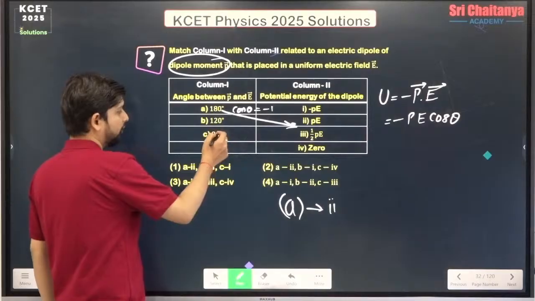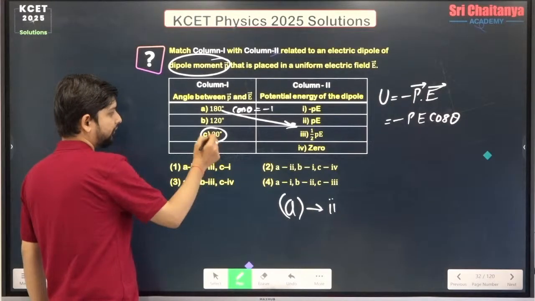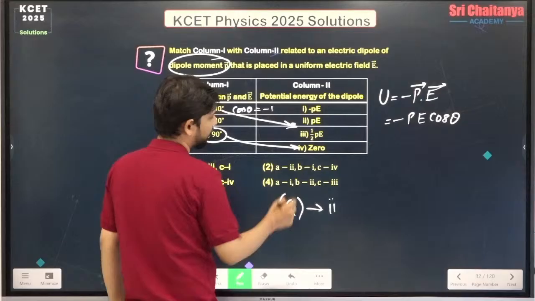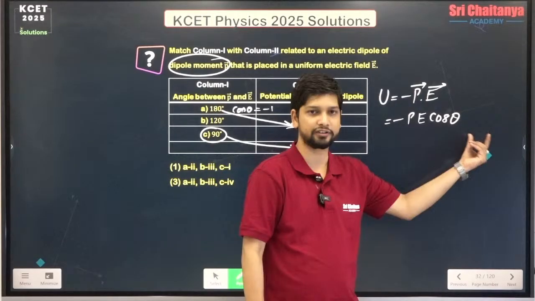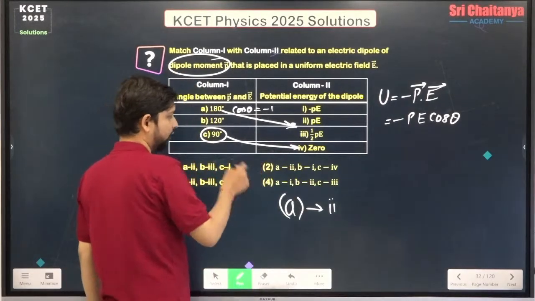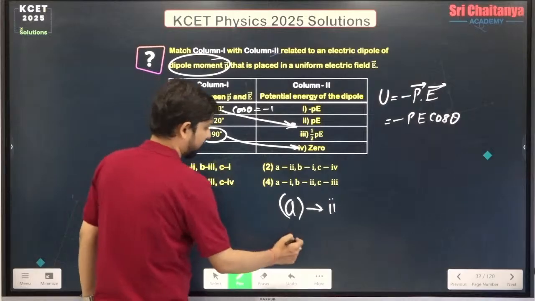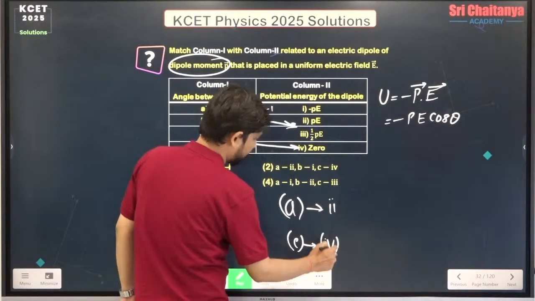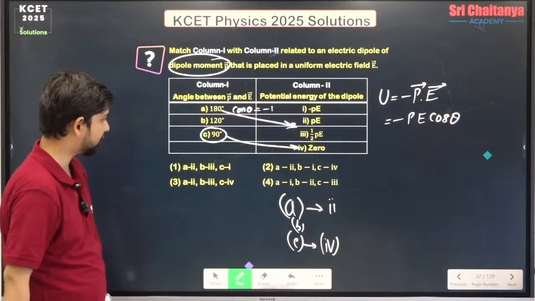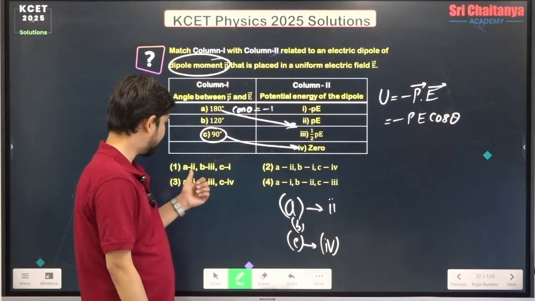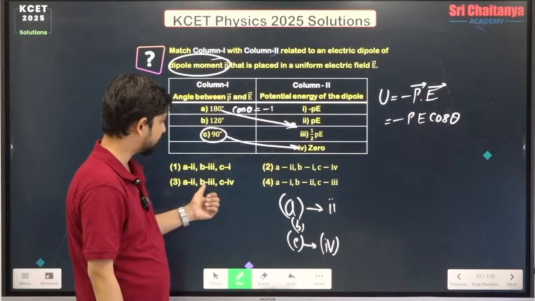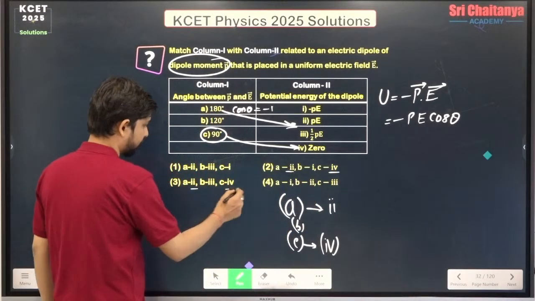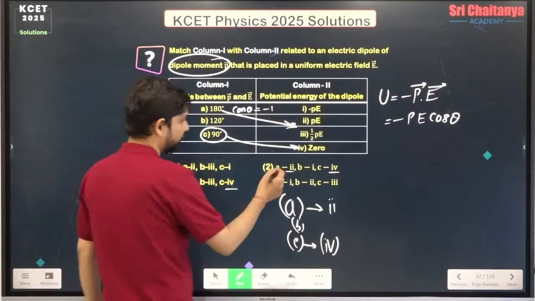And for C, we can check very easily. For C, the correct option should be 0 directly, because cos 90 is 0. Cos theta becomes 0 when the angle is 90 degrees. So for C, the answer should be fourth. Let's now match the options. So A second and B. Okay, we need to calculate B also, because for A second and C there are two options.